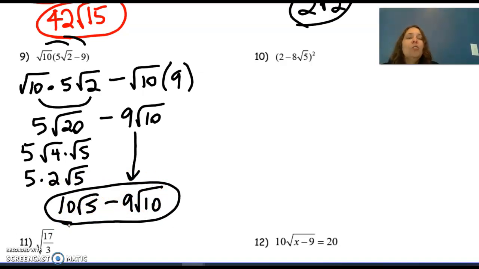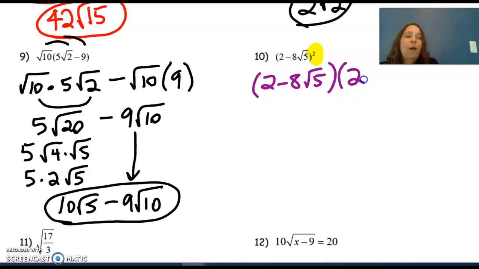In number 10, we have 2 minus 8 root 5 squared. And keep in mind that when you see this exponent here, that really means write it twice, just like it did back when we were talking about binomials. So we have 2 minus 8 root 5 times 2 minus 8 root 5, and we basically just need to double distribute. So we're going to start with the 2.